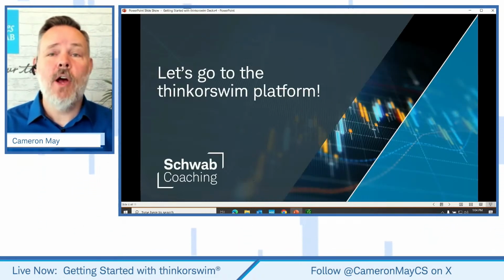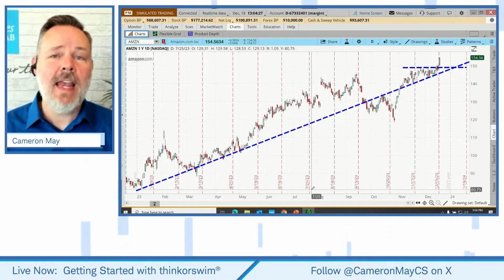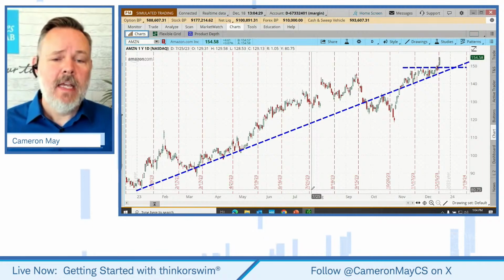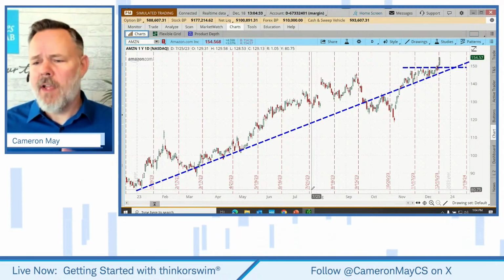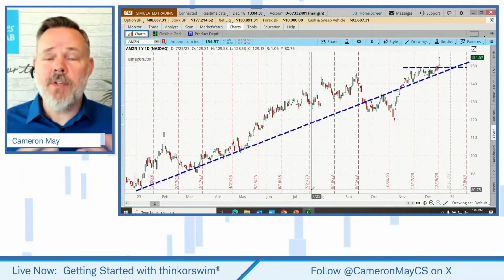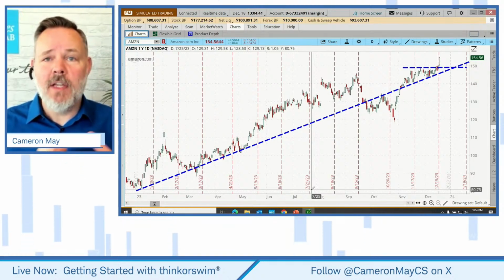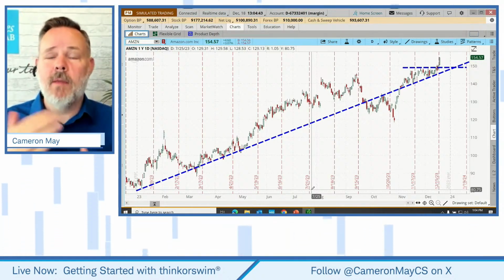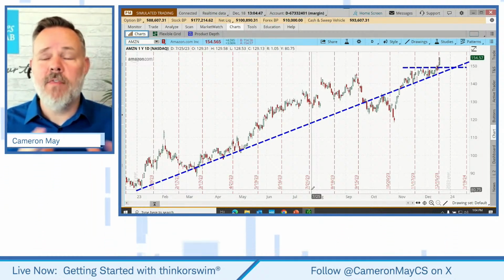Okay, so let's go to the thinkorswim platform and let's look at the Analyze functions. Now, to set the stage for this discussion, we are going to be breaking down the elements of a potential options strategy, a potential options trade. We're going to be talking about how much it can make, how much it can lose, where the break-even point is, and what the probabilities of success or failure are.